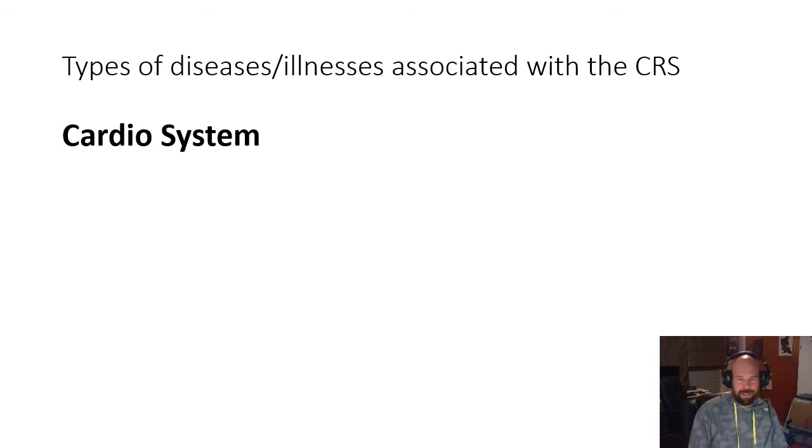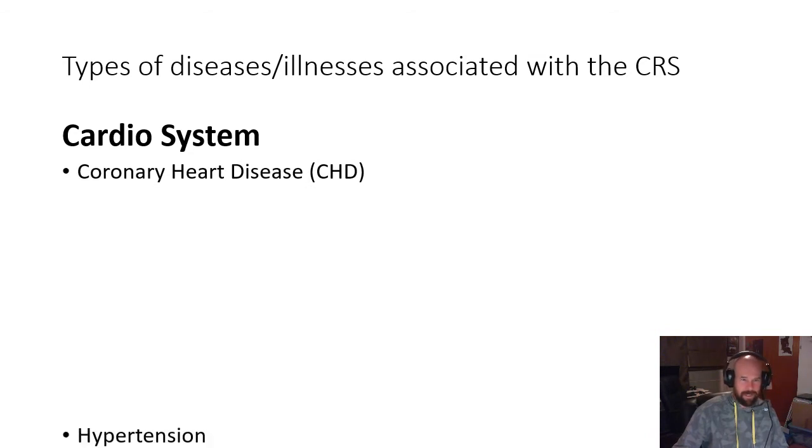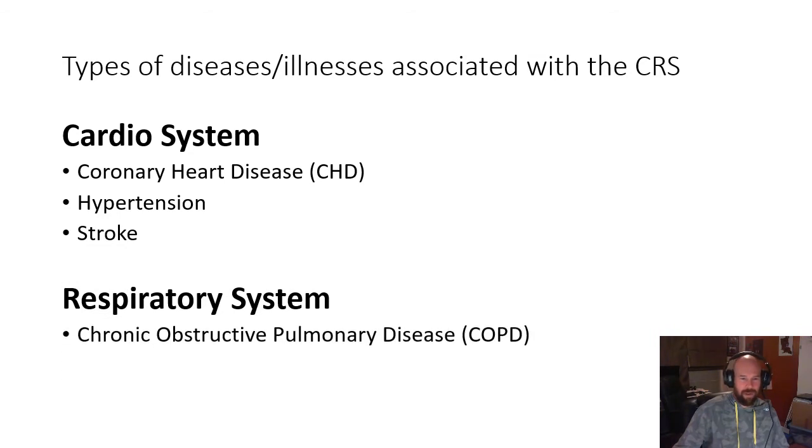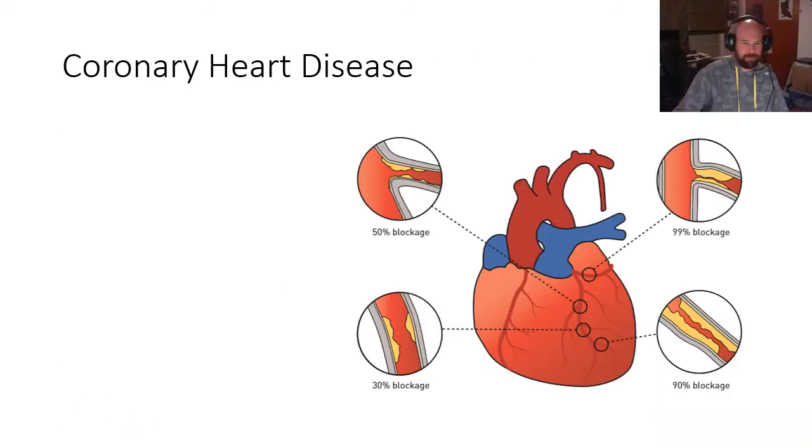Cardiorespiratory system, just in case you're wondering what CRS is. So these are the types of diseases and illnesses associated. If we're looking at the cardio system, we have coronary heart disease, hypertension, and stroke. In the respiratory system, we have chronic obstructive pulmonary disease, or COPD, which we'll look at, and asthma.